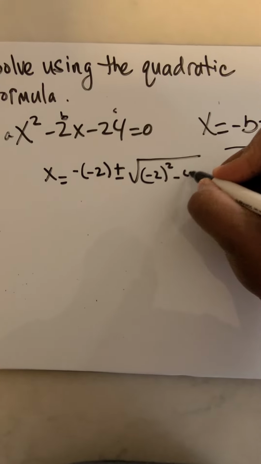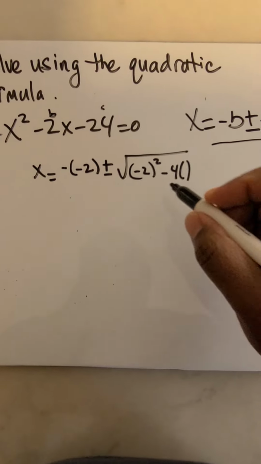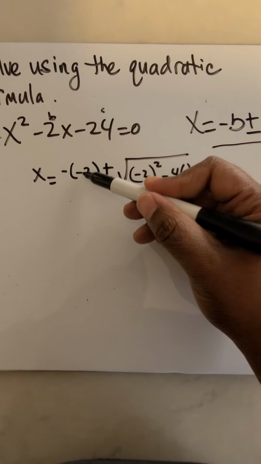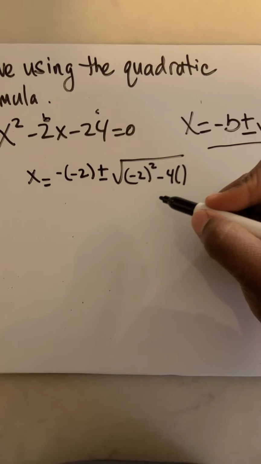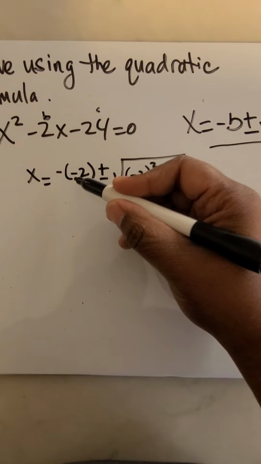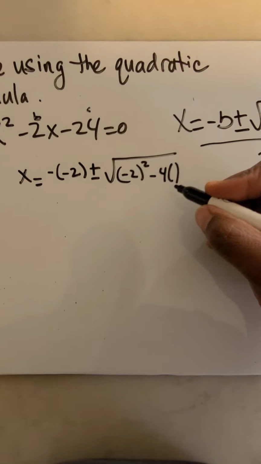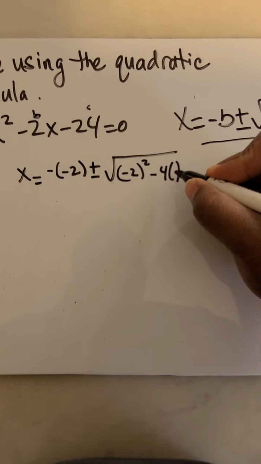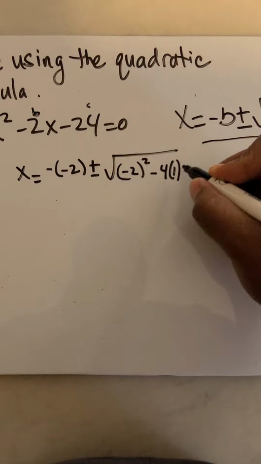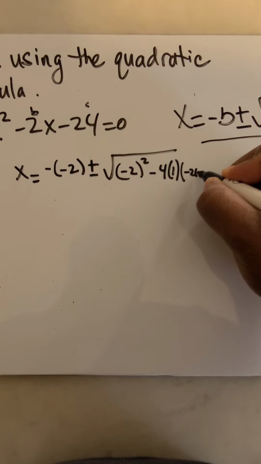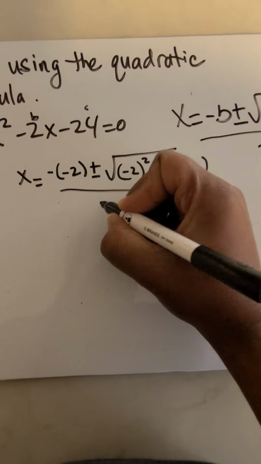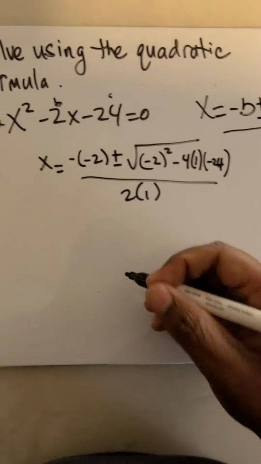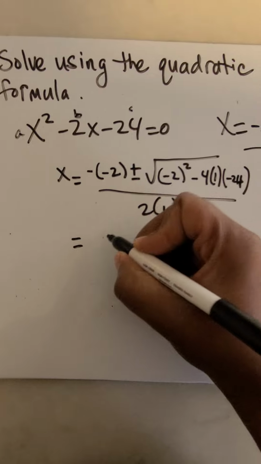squared minus 4. Make sure you use the parentheses, especially if you're dealing with negative numbers, to make sure that you're not mixing up the negative and positives. So a is 1 and c is negative 24 over 2 times 1. Now let's simply solve.